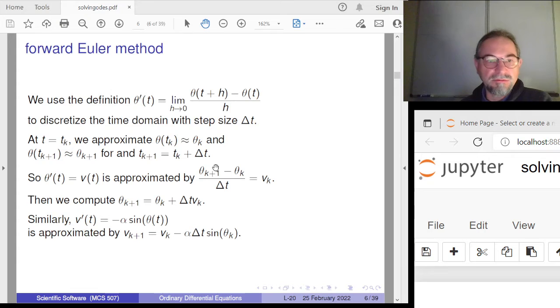We start at t equals 0, but then t1 becomes delta t. t2 becomes twice delta t. This is this formula here. Then we have the angle that correspondingly also evolves. The angle is computed with this formula. So we have the forward differences of the angle, and then we compute the change in the velocity.